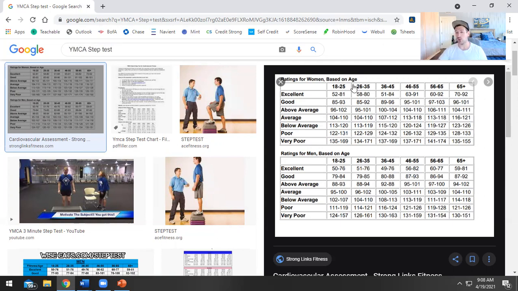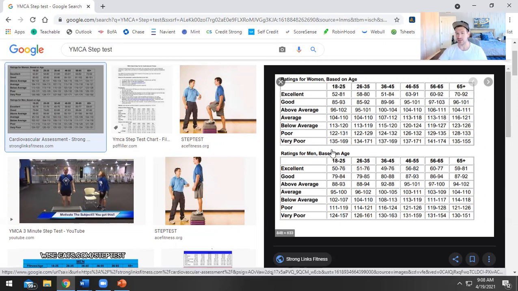So we look at what their age is, right? Let's say, and this is the women's table up top, and this is the men's table down below. So we take a look, and let's say our client is 42. So they're going to be in this column right here. And let's say their heart rate recovered to 118. That would put them between 115 and 120, so that'd put them in the below average category.